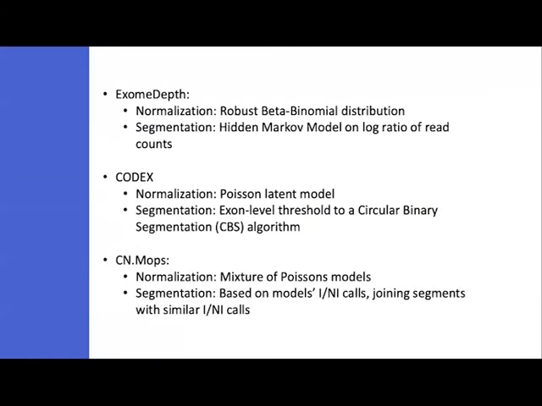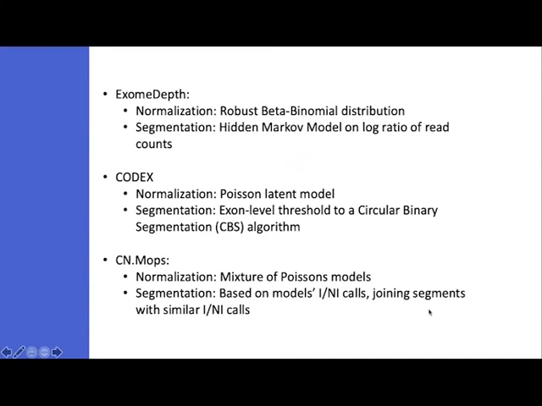A brief comparison between the computational tools that I did select at the end of my literature review. Most of these tools differ in their assumption of read count distribution and how they account for other factors like differences in GC content, mappability, capture, and batch effects, and remove those biases. Secondly, they use different segmentation algorithms. Segmentation determines the length and position of a CNV. So two of the most popular methods that I found were the hidden Markov model and circular binary segmentation methods, which ExomeDepth and CODEX use specifically.